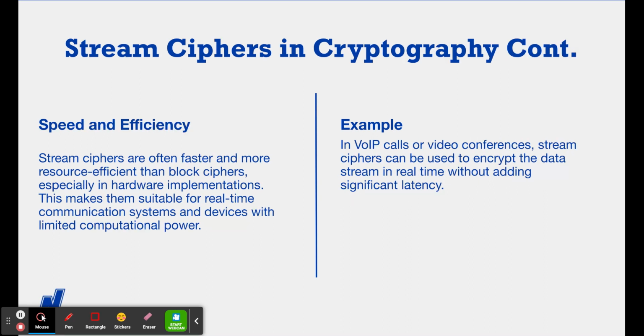Another advantage of stream ciphers is their speed and effectiveness. They are often faster and use fewer resources than block ciphers, which we'll talk about. Essentially, in hardware implementation, this makes them particularly suitable for systems requiring real-time communications or devices with limited computing power. Consider VoIP, or voice over IP calls, or video conferencing, where data needs to be encrypted and decrypted quickly to maintain a smooth conversation. Stream ciphers can handle this task effectively without causing any significant lag or delays within the communication.